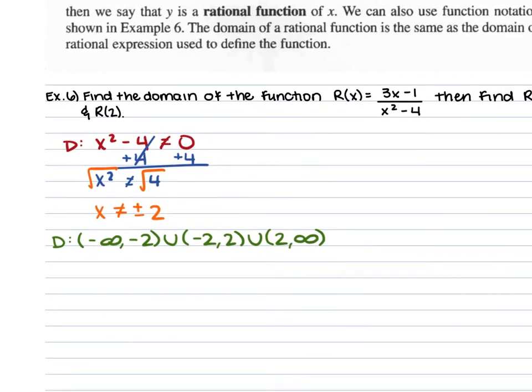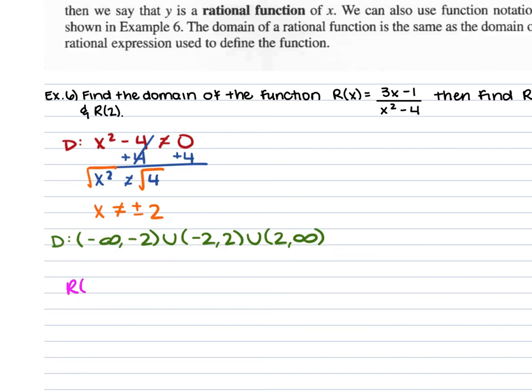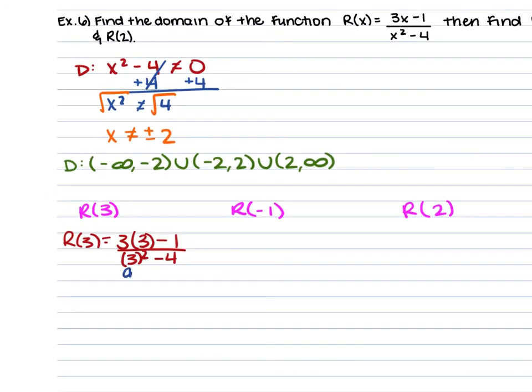From here, we're going to find r of 3, r of negative 1, and r of 2. To find r of 3, we're going to have 3 times 3 minus 1 all over 3 squared minus 4. The 3 times 3 is 9 minus 1 over 3 squared is 9 minus 4. 9 minus 1 is 8. 9 minus 4 is 5. So r of 3 is 8/5.